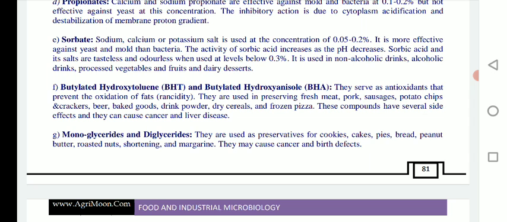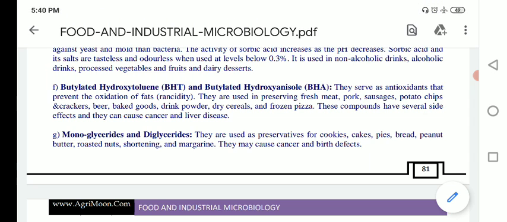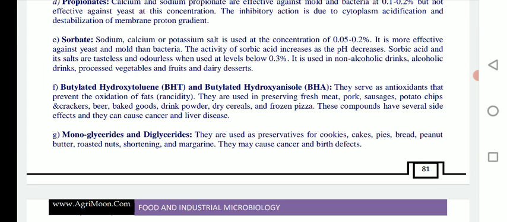So sorbic acid and its salts are tasteless and odorless when used at levels below 0.3%, and it is used in non-alcoholic drinks and alcoholic drinks, processed vegetables as well as fruits, and dairy desserts.